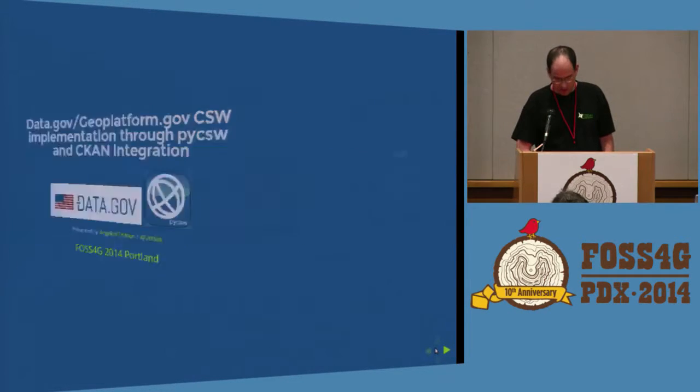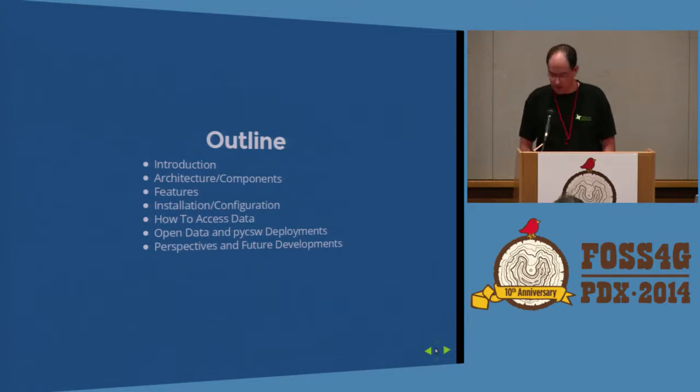So the presentation outline today is I'm going to give a short introduction about CKAN and pycsw, and then I'm going to talk about what are the components of the Data.gov portal, what are the features, which features we implemented during this project, how the configuration was done, and then I'm going to show you some demonstration of how to access the data, how to search the catalog, and what is coming in the next months.